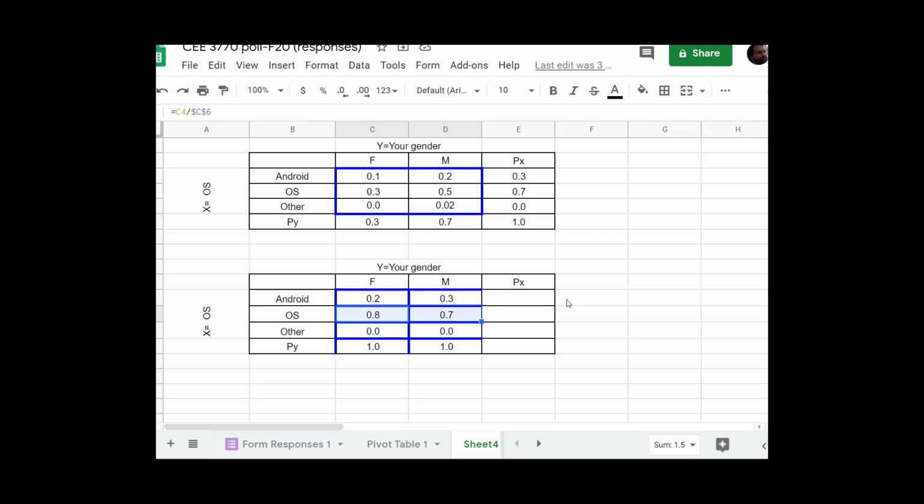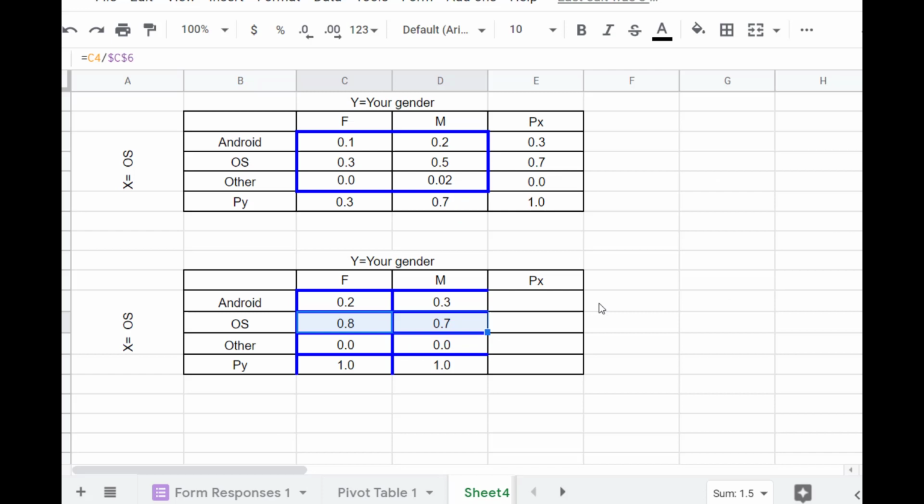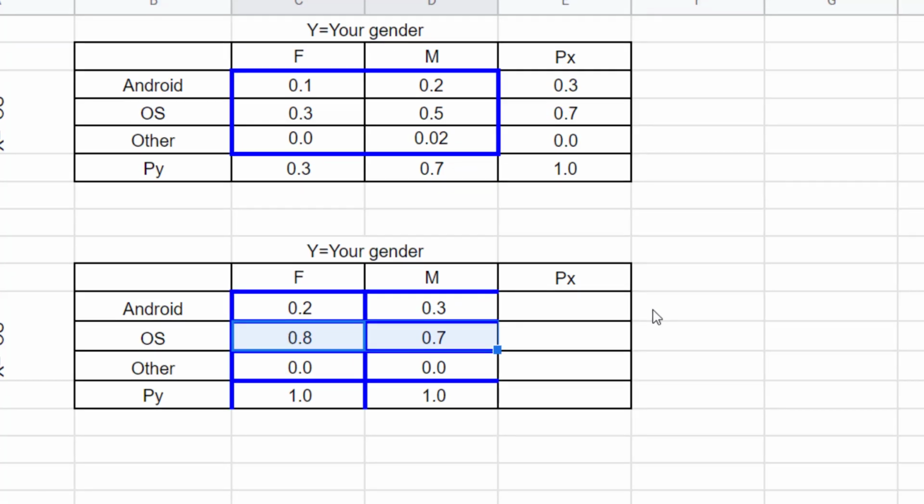So these two numbers, right? We can see that females tend to choose iOS, the Apple operating system, 80% of the time, while males only 70% of the time. Okay, and now the question is, is this difference really significant? Does it really mean that women choose Apple more than men, right? And that's the kind of question that we'll be able to answer with statistics.